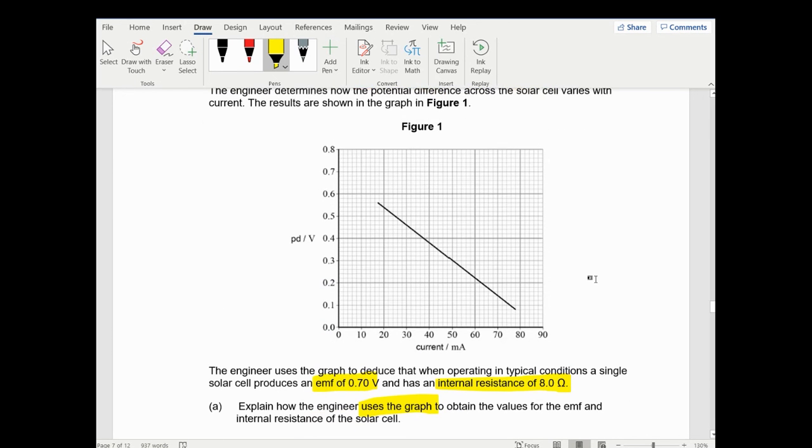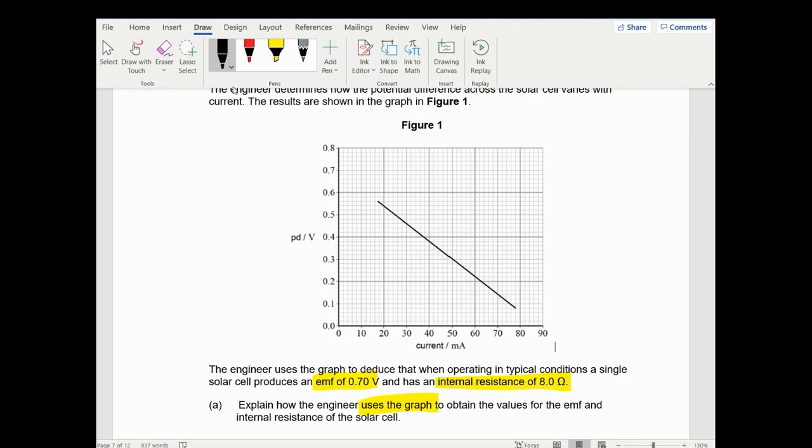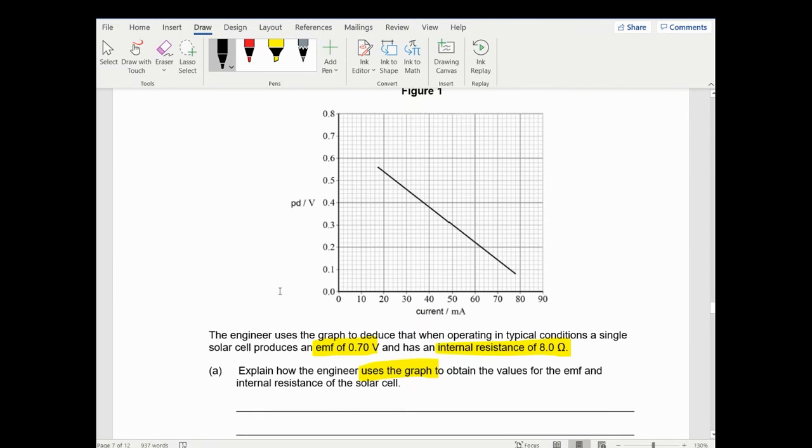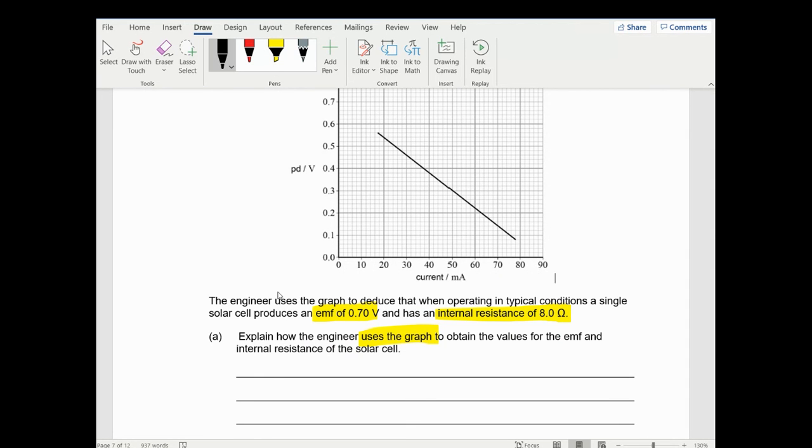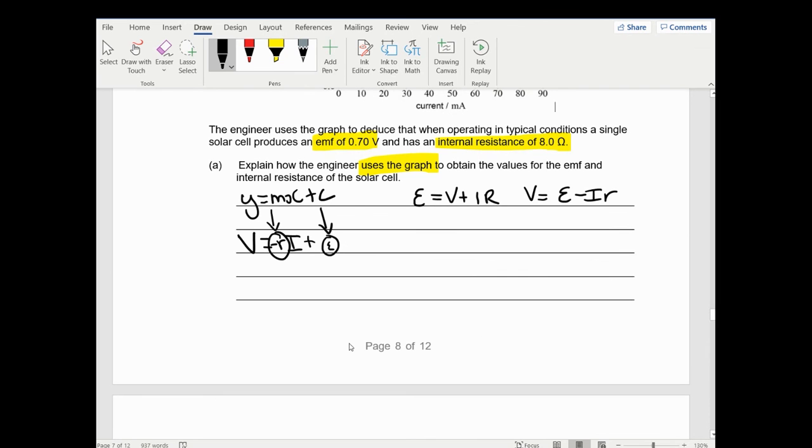So this is a stereotypical thing. It's quite basic. You've got a straight line graph and they're asking you how you can use the graph to get it. If it's a straight line graph, it's normally something to do with the intercept and the gradient. So I've got y equals mx plus c, with PD on the y-axis and the gradient here. I'm trying to find an equation that has all this information. We mentioned internal resistance, so we go to the internal resistance formula: EMF equals V plus IR. So V equals EMF minus IR. If I put that in here, I would have minus R here and EMF here.